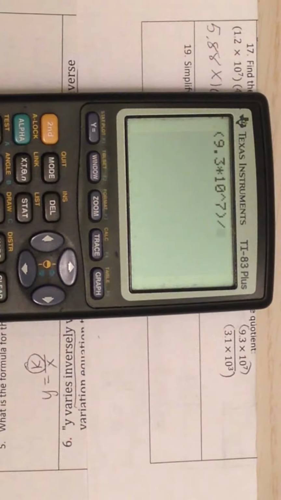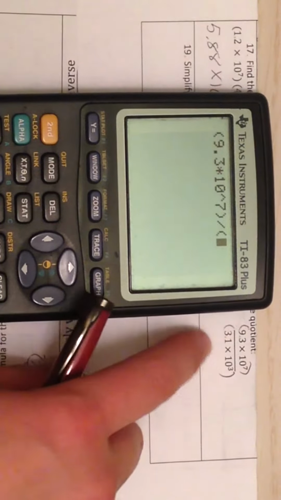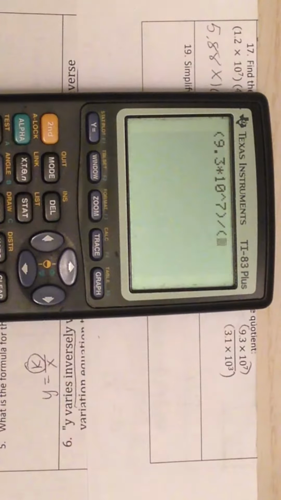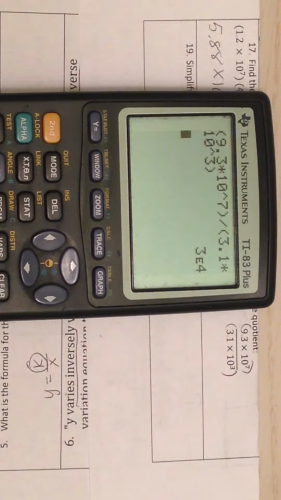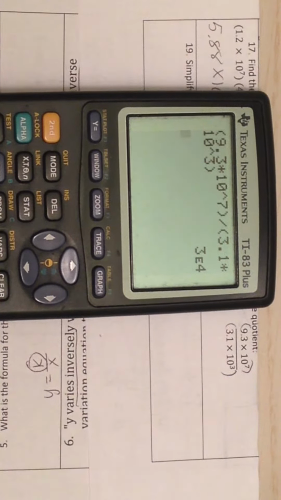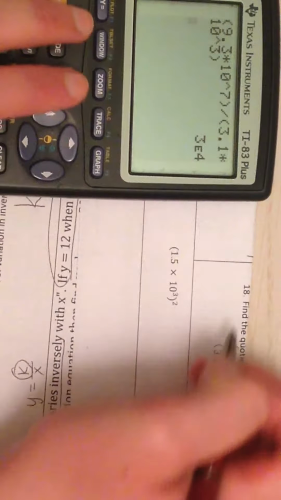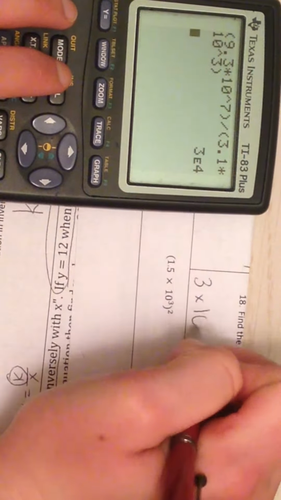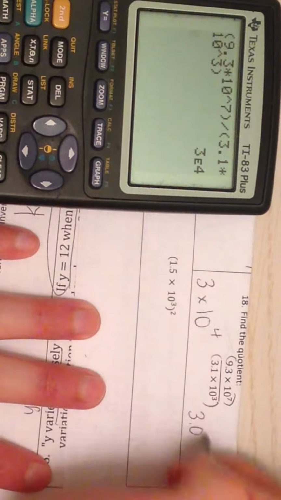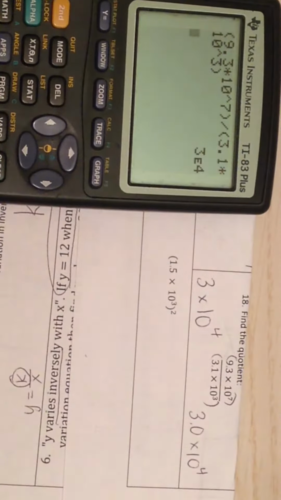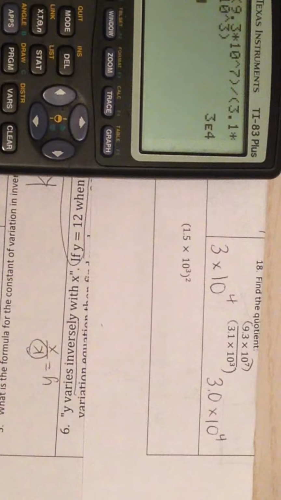Start a new set of parentheses. And now we're putting in the denominator right there. 3.1 times 10 to the 3rd. Make sure you always close your parentheses when you start them. And then hit enter. And that's giving us 3E4. So that way we would write it 3 times 10 to the 4th. That looks funny though because we usually have a decimal point there. So if you would, you can write it like this instead so it looks a little bit better. 3.0 times 10 to the 4th. But that is up to you.